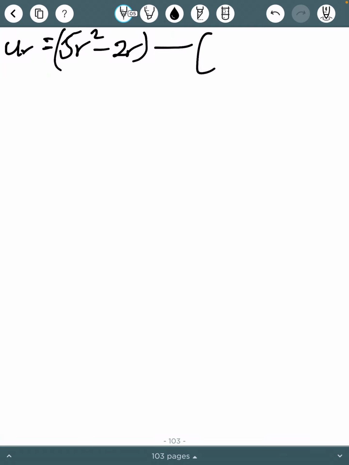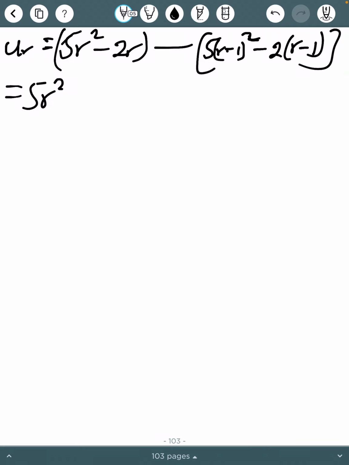Now, what does this give me? This gives me my UR. This gives me my UR as UR is equal to 5r squared minus 2r minus 5r minus 1 squared minus 2r minus 1.